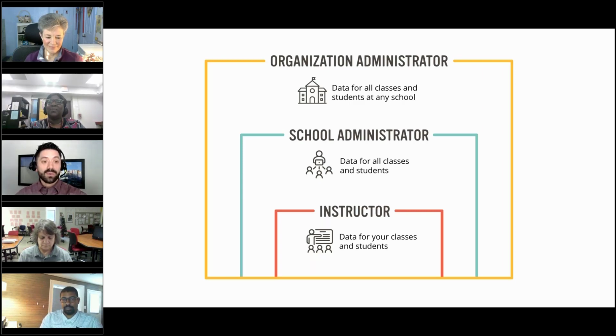The role above that will be the school administrator role. Here you'll be able to view data for all classes and all students. So if you have multiple classes within a school, you'd be able to see all of those classes and all of those students there. Now the last role here is the organization administrator role, and this is typically for those administrators who are in charge of more than one school. So here under your organization, you'll be able to view data for all classes and all students at any school within your organization. Great, thank you.